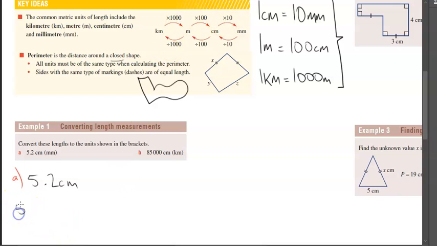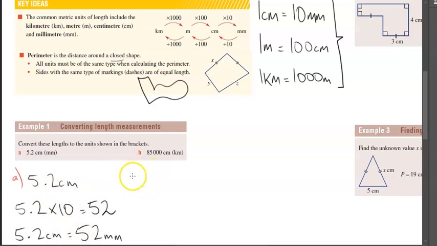So 5.2 multiplied by 10 is equal to 52. And you can double check this in the calculator. So in other words, 5.2 centimeters is equal to 52 millimeters. We're changing from centimeters to millimeters, and this makes sense because if there's 10 millimeters in 1 centimeter, then there has to be 52 millimeters in 5.2 centimeters. That's where that multiplying by 10 comes into play. So 52 millimeters is 5.2 centimeters.